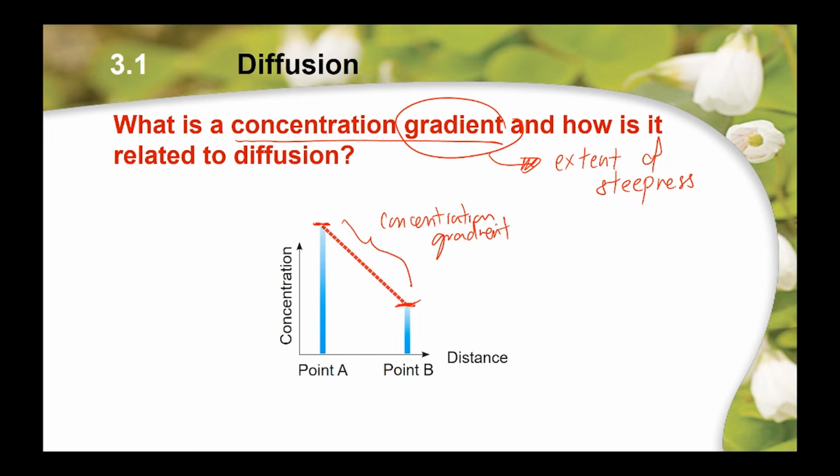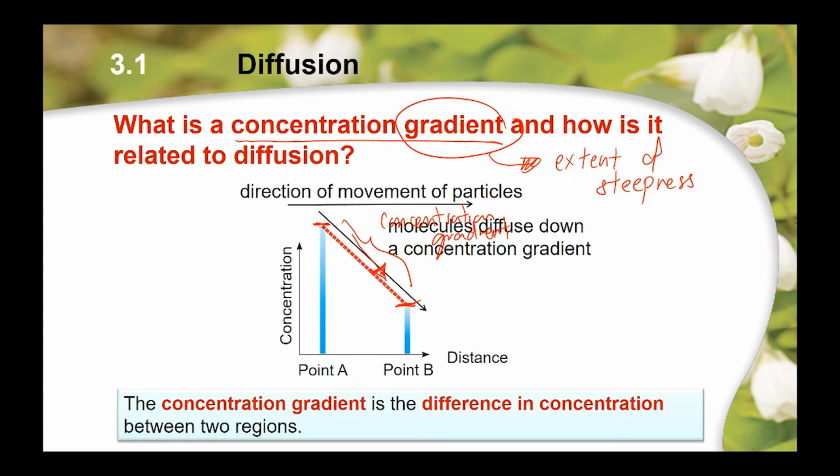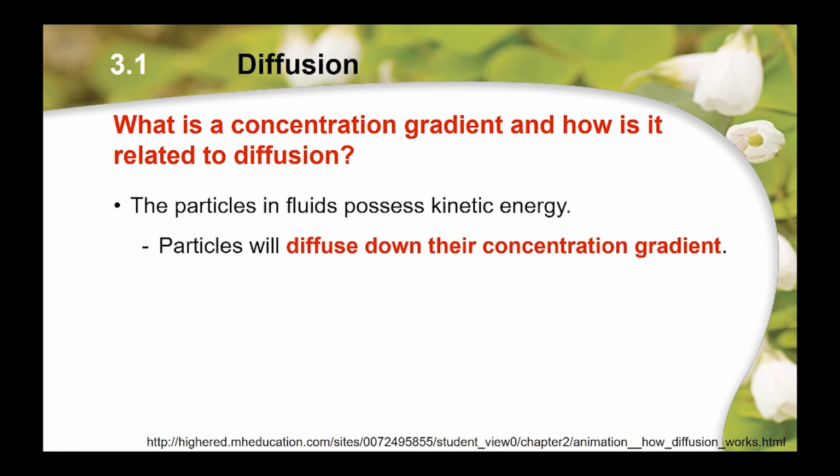You notice that this is moving down the concentration gradient from a higher point to a lower point. The concentration gradient term actually refers to the difference in concentration between the two regions. How is that related to diffusion? Now, particles always possess kinetic energy, and whenever possible, they will diffuse down the concentration gradient.